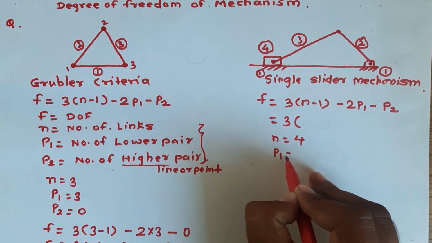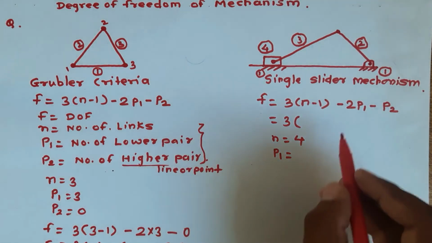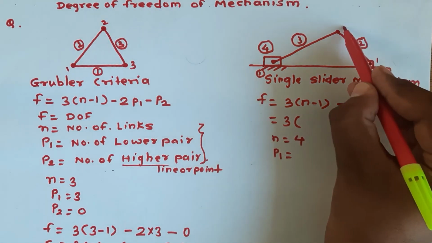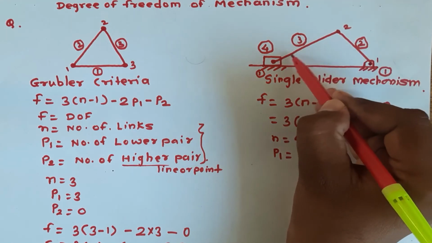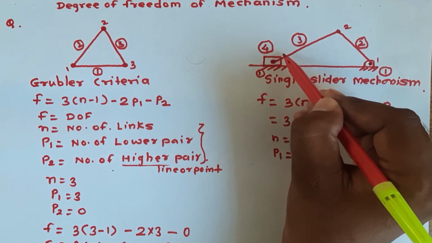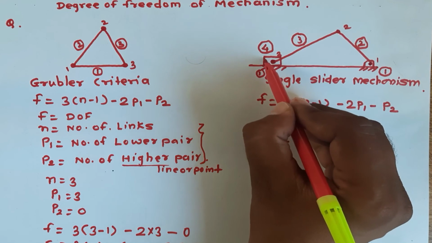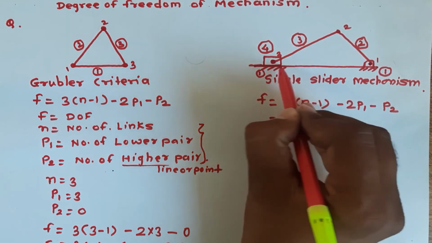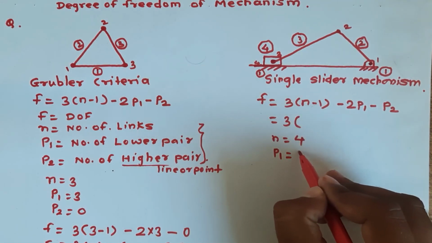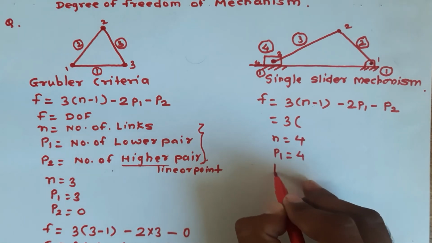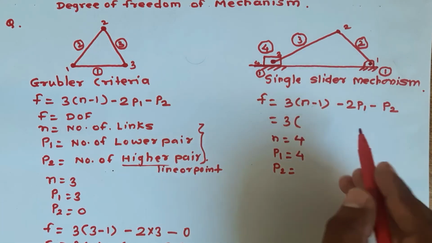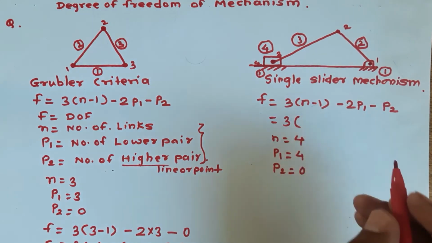Next we have to find the lower pairs, denoted by P1. This will be the first lower pair, this the second. The pair between the connecting rod and the piston will be the third pair, and the contact between the piston and the fixed link is the fourth. So the number of lower pairs is 4. For higher pairs, in the single slider mechanism there is no line contact or point contact, so P2, the number of higher pairs, will be 0.